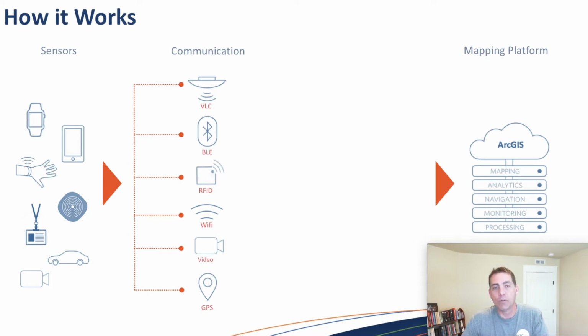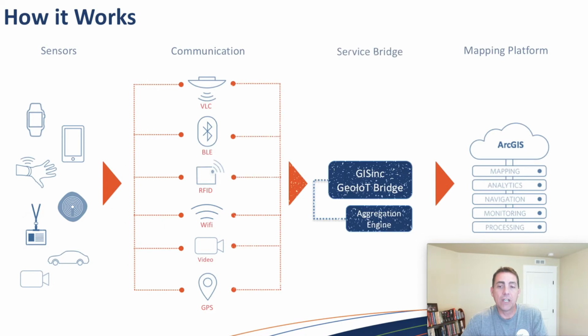All this information is communicated, and we want to put that data into the platform. What we've done at GISinc is come up with the GIoT Services Bridge, where we allow you to use whatever sensor technology you want to use. You run that through our bridge, and then we ingest that data into the ArcGIS platform. The entry point into the platform is GeoVent Server.